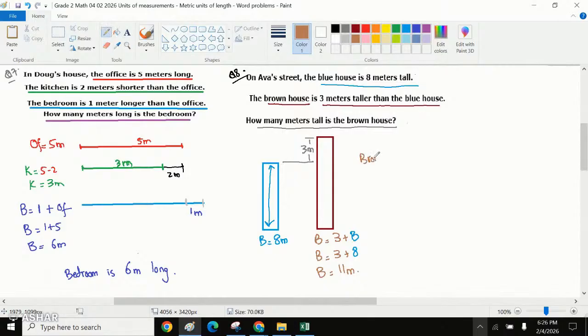Brown house is 11 meters tall. Okay. Let's try one more question.